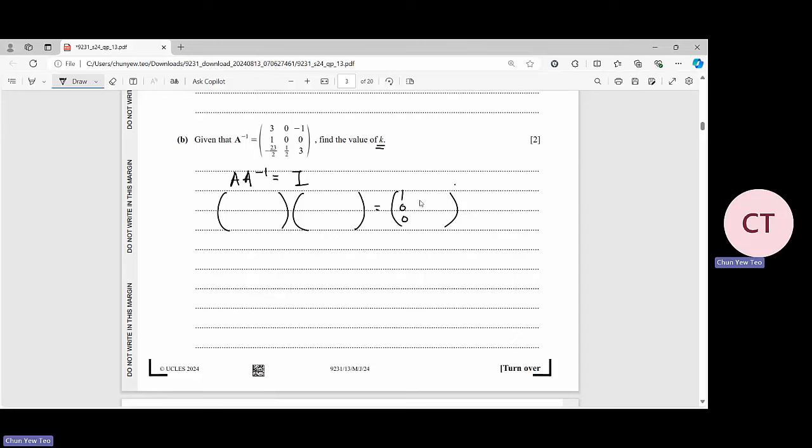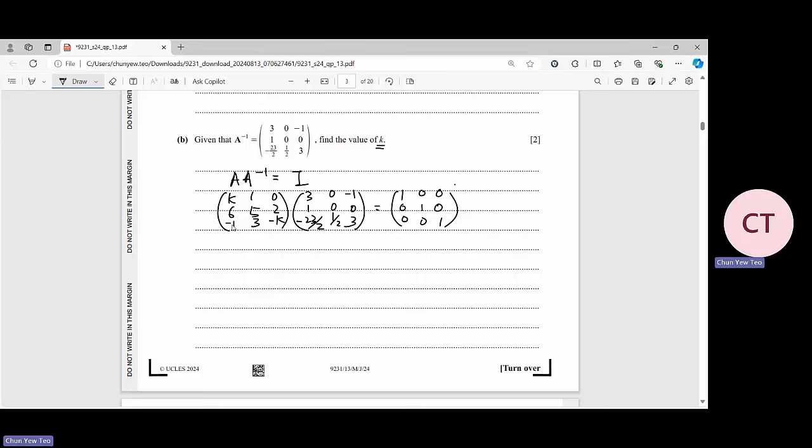Identity will be 1, 0, 0, 0, 1, 0, and 0, 0, 1. So A will be k, 6, negative 1, 1, 5, 3, and 0, 2, negative k. A inverse, just copy down here. A inverse. This one will be 3, 1, and negative 23 over 2, 0, 0, half, negative 1, 0, 3.